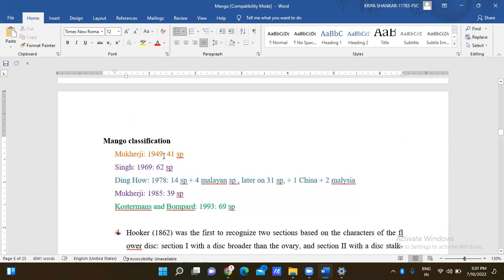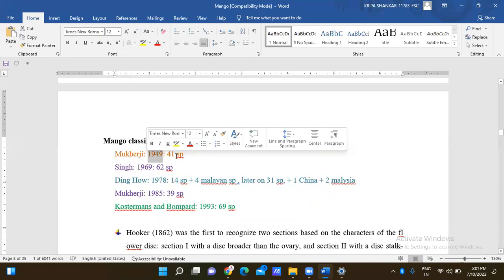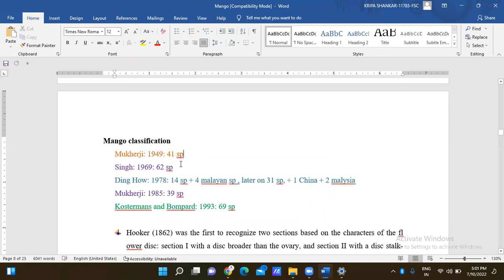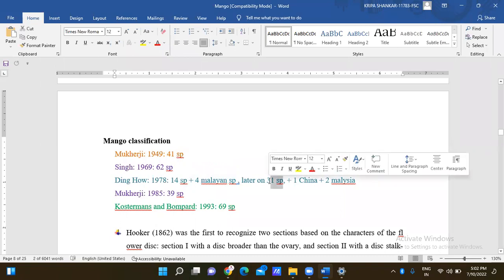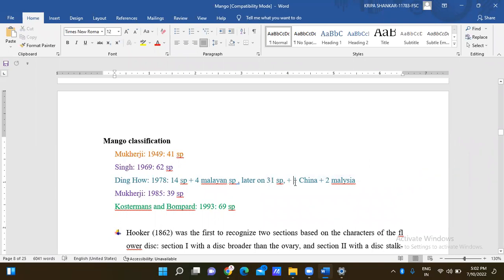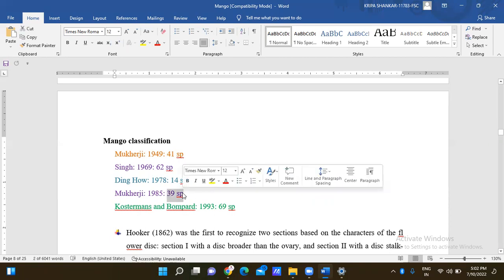In 1949, Mukherjee gave a classification. At that time, they concluded 41 species of mango. Later on, in 1969, Singh et al. concluded that in total there are 62 species. Later, in 1978, Ding Hou reduced it and gave 14 species, and then added 4 Malaysian species. Later on, they concluded up to 31 species. Then after 4 years, he added 1 Chinese species and 2 Malaysian species. Again, Mukherjee gave one classification in 1985 and concluded 39 species.